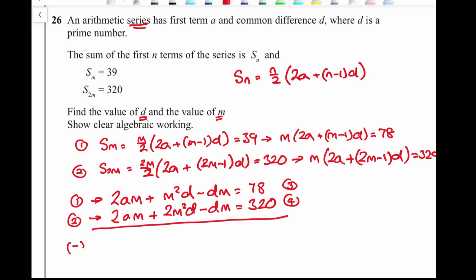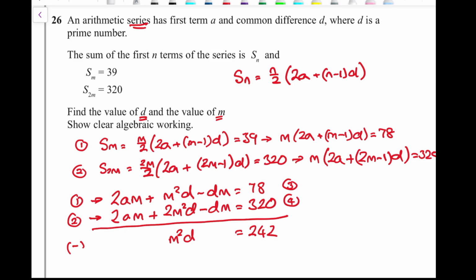I've got 2am minus 2am, so that gives me 0. I'll just put that there so you know what I've done. I've got 2m squared d minus m squared d, which is going to give me 1m squared d. Minus dm plus dm is 0. And 320 minus 78 is 242. And that's it, I've got something. The question is now what I do with this.